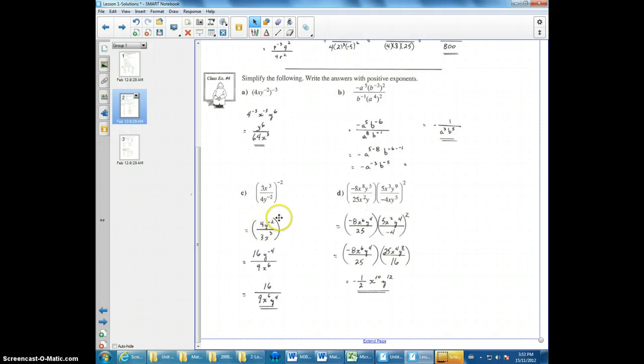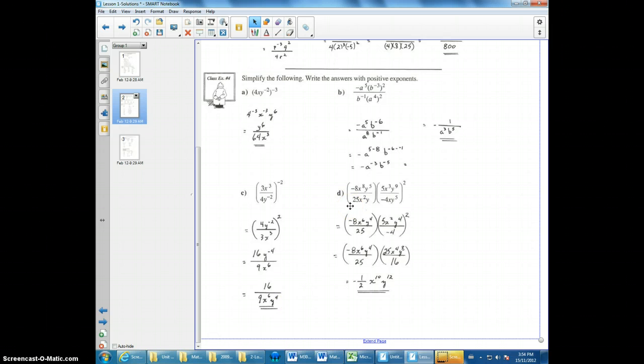And now the squared goes to everything inside. 4 squared is 16. Y to the negative 2 to the power of 2, we multiply. Negative 2 times 2 is negative 4. 3 squared is 9. And x cubed squared, well, 3 times 2 is 6. And now, simply, we say, well, y to the negative 4 means it's going to go across the fraction line to the bottom with a positive exponent.